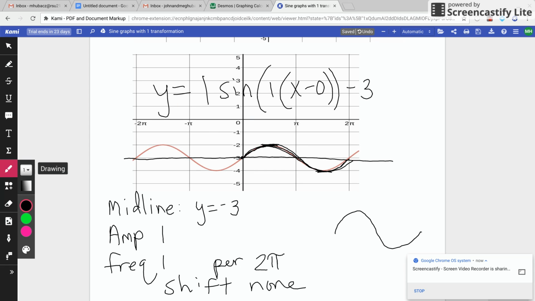I think a simpler way, though, of writing the equation would be to just write y equals sine x minus 3, keeping in mind that that minus 3 is not in with the x, it's tacked on to the end.